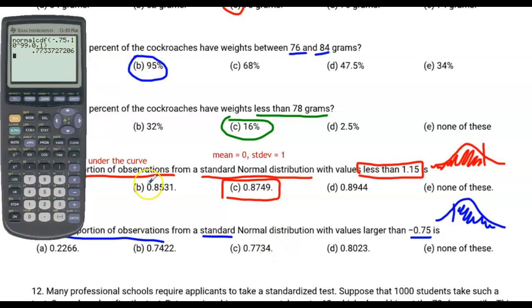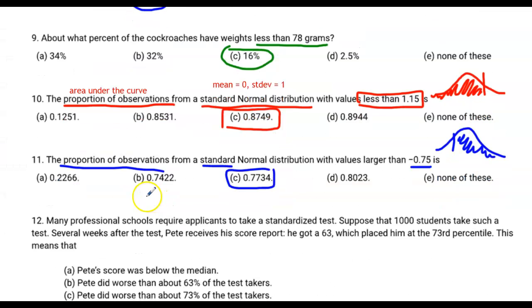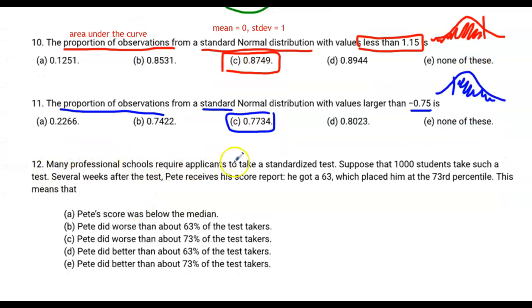0.7734 looks like with the rounding, and 0.7734 it is. All right, let's clear this for a moment and take a look at question number 12. Many professional schools require applicants to take a standardized test. Suppose that 1,000 students take such a test, and then several weeks after the test, Pete receives his score report.